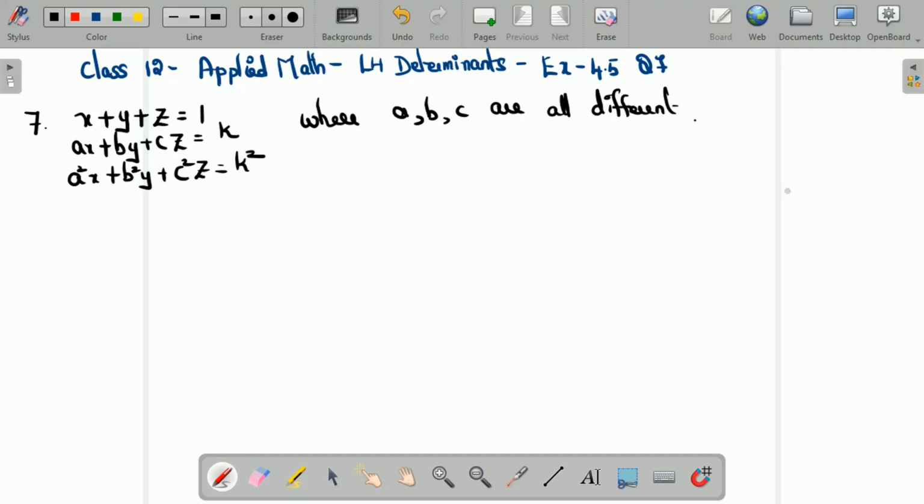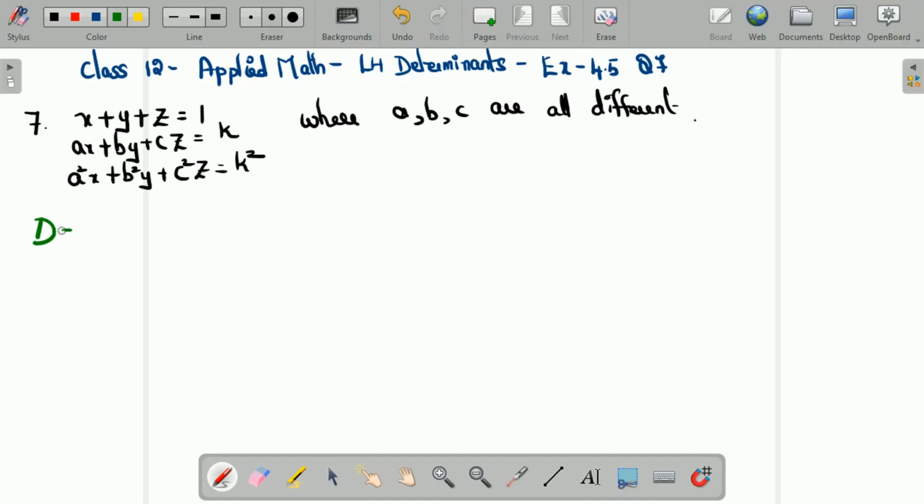In this video, let's find the solution for the 7th question in exercise 4.5. They've given a set of linear equations in 3 variables and they've said that coefficients A, B and C are all different in each of these cases. So let's start to solve this using Cramer's rule.